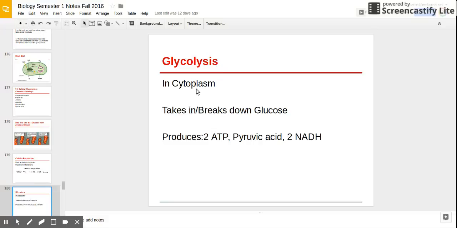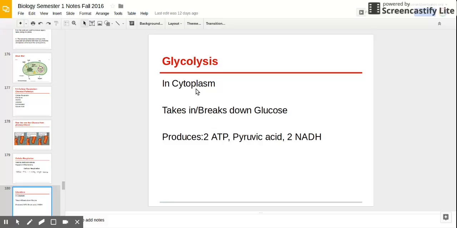Okay. This one happens in the cytoplasm. So we're not exactly in the mitochondria just yet. Okay. Almost there. This one can happen without oxygen because we're not really making a lot of ATP. We're just breaking up our glucose.